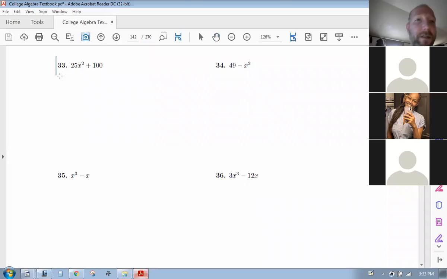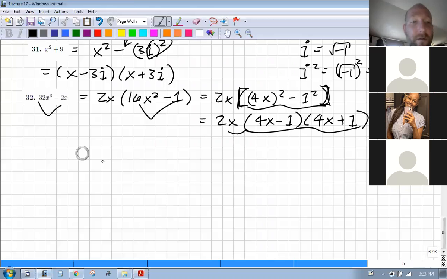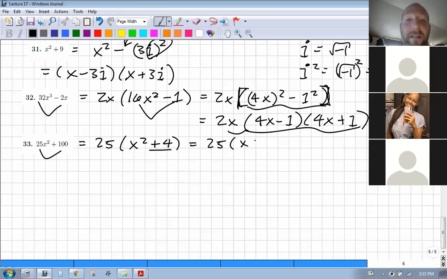Number 33. Okay, this one we can pull out a 25 here before we do anything. So we got x squared plus 4. Again, this is a plus, but we can still rewrite this as a difference of two squares by throwing that i in there. All right, the i squared is a minus, and the other minus gives us a plus. So difference of two squares, we got x minus 2i times an x plus 2i.